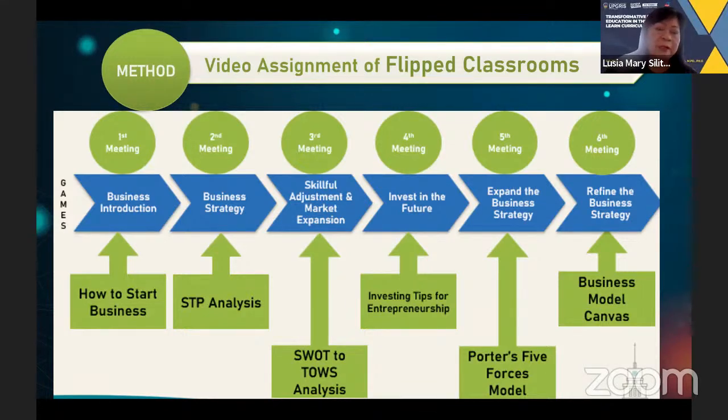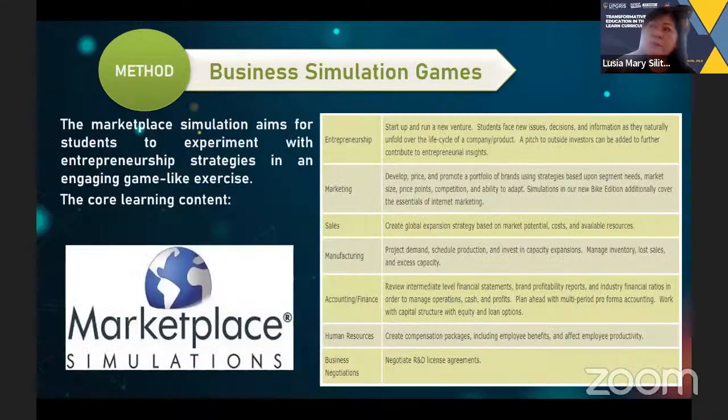This is a business class, so you can see the video that we prepare is also about how to start a business, STP analysis, SWOT analysis, Porter's 5 forces. This is a part of the entrepreneurship curricula. And then this is the business simulation game we use.